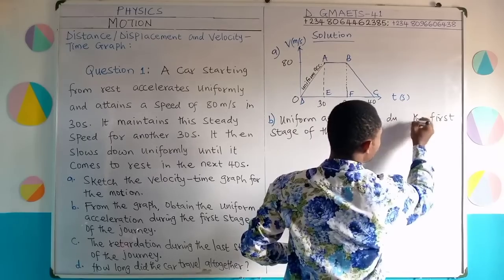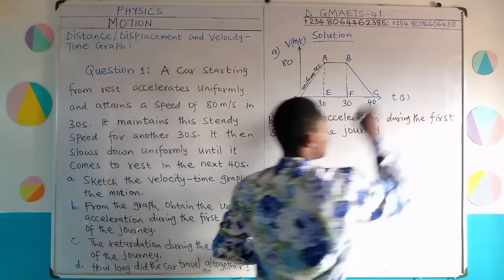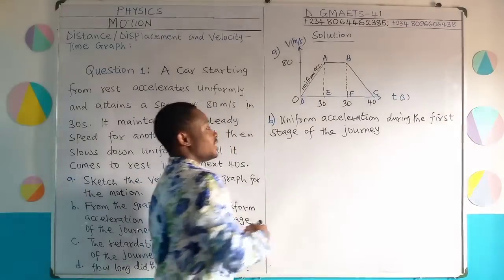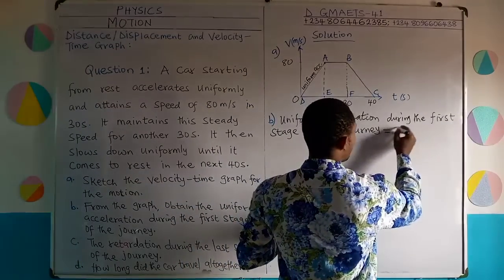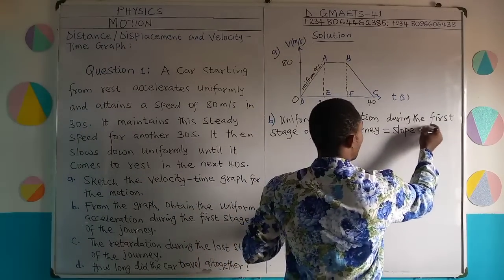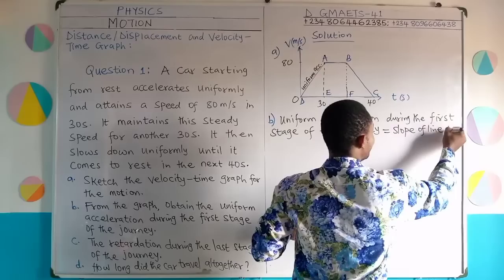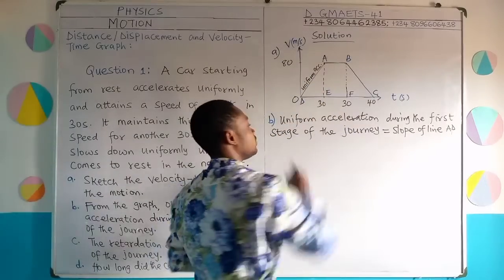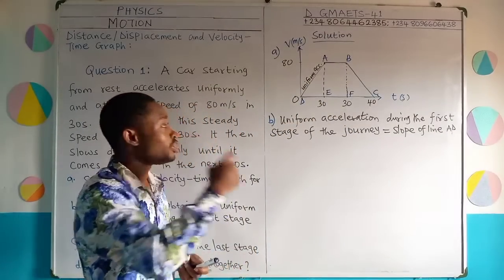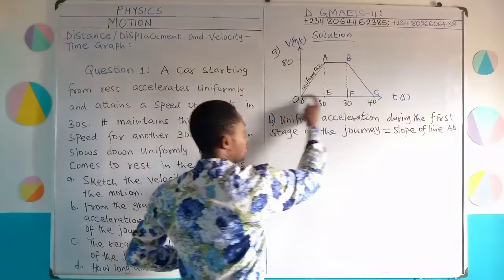So let us see what this would be. That will be equal to the slope of the line AD, or DA, however you choose to call it. That is this line. And how do we get the slope? We're going to do something like this.